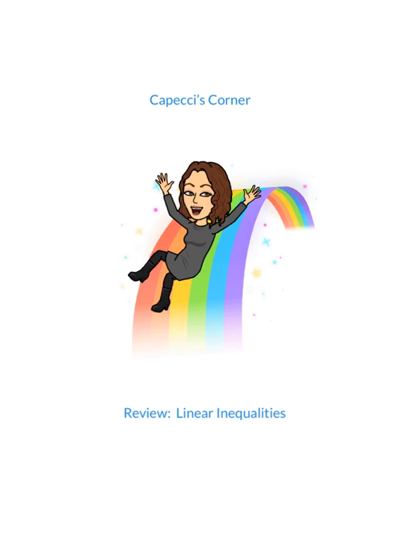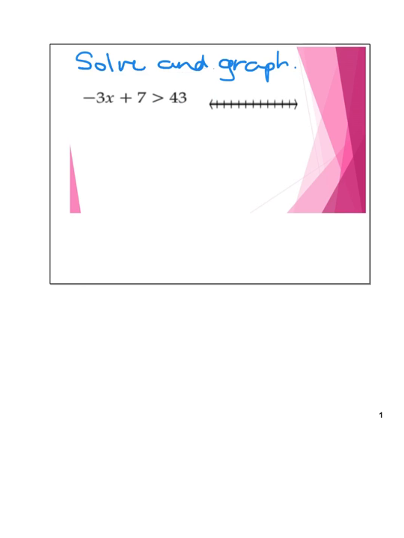Today in Capechi's Corner, we're going to complete some review problems on linear inequalities. In our first problem, we're going to solve and graph. So the first thing I want to do is get x by itself, so I'm going to draw my wall. I'm going to subtract 7 from each side, so I'm left with negative 3x is greater than 36. I'm going to divide both sides by negative 3.